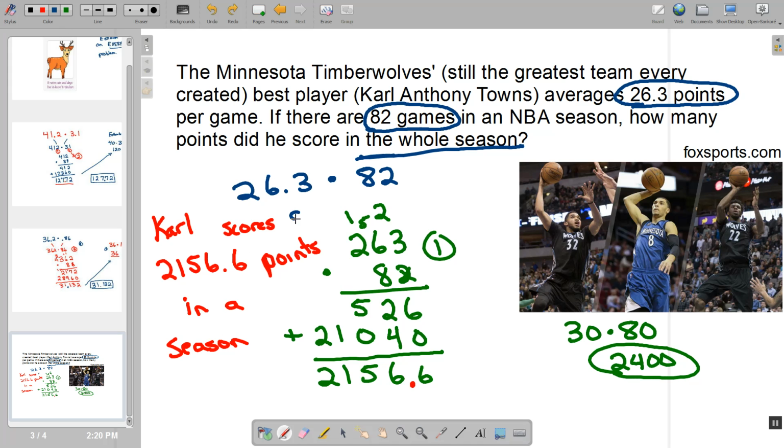We can either put the word about right here, so he scores about that many points in a season, or we could have rounded this to the largest whole number and made sure to put in our sentence. I like the word about. That definitely solves a lot of problems when we're working with story problems. So there we have multiplying decimals. If you have any questions, make sure you let me know.